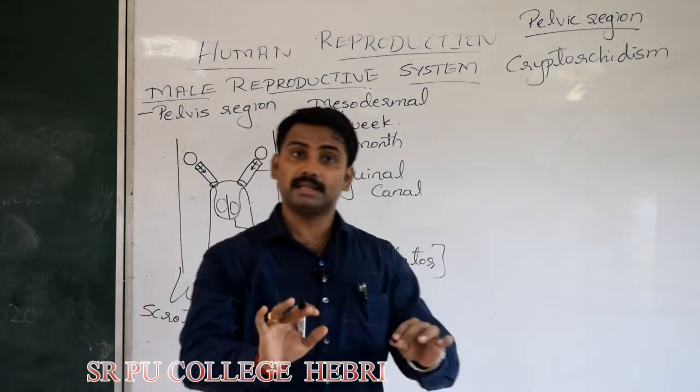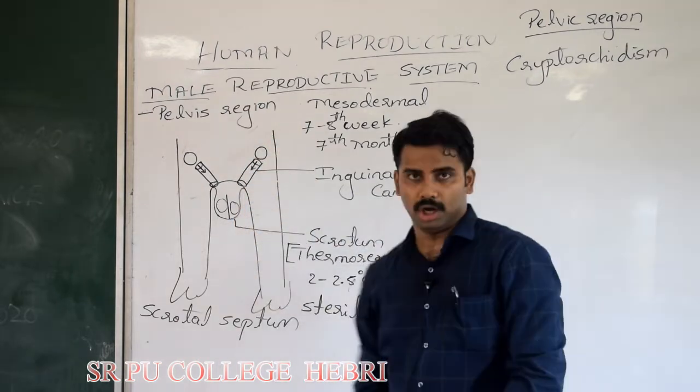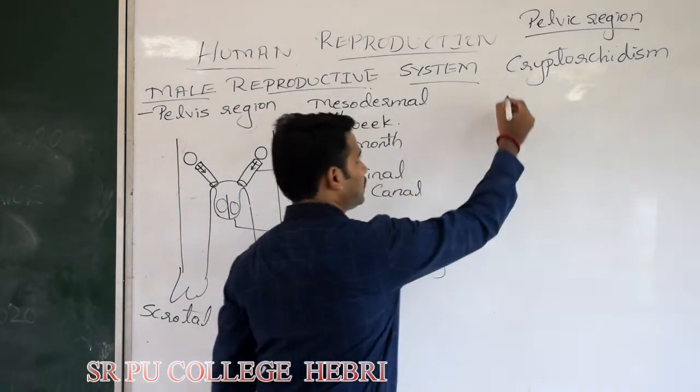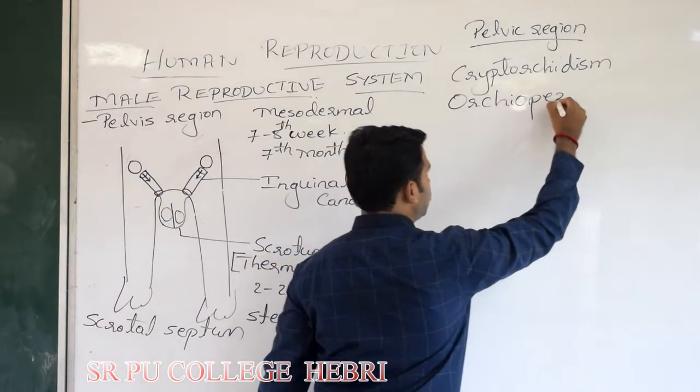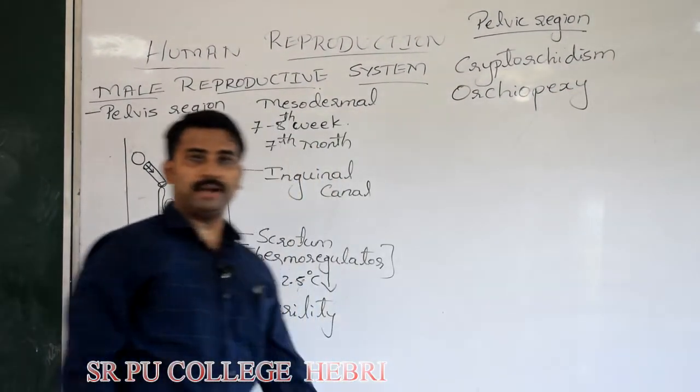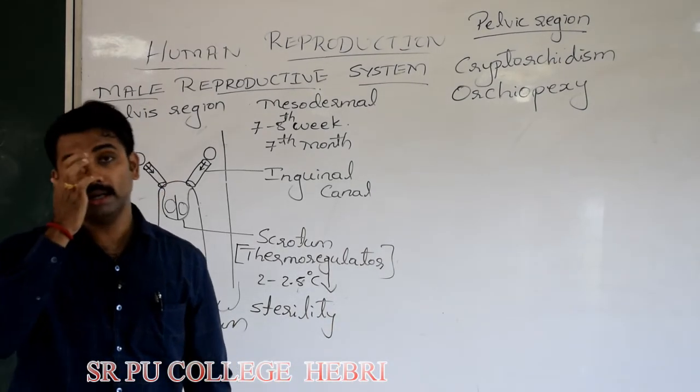The testis which is stuck in between, the one which failed to come down: that surgical correction is called orchiopexy. What is orchiopexy? Surgical correction of the cryptorchid testis.